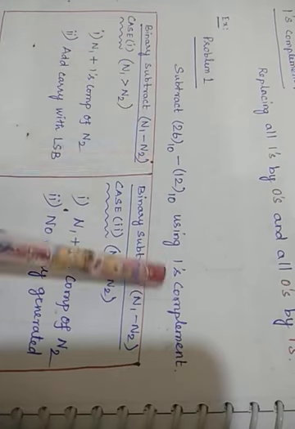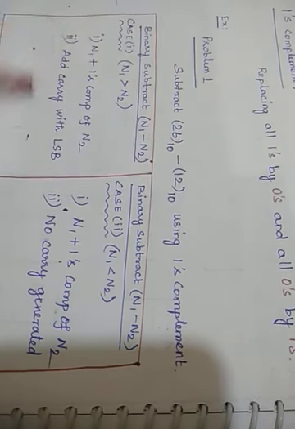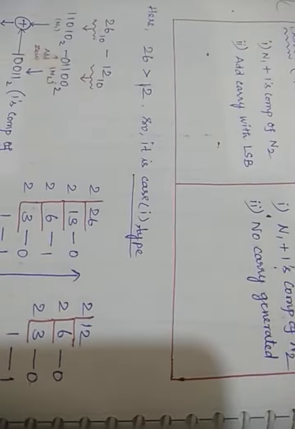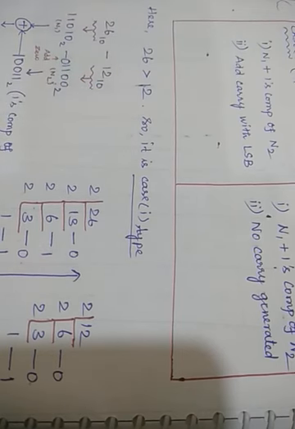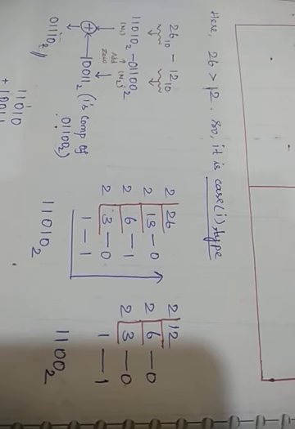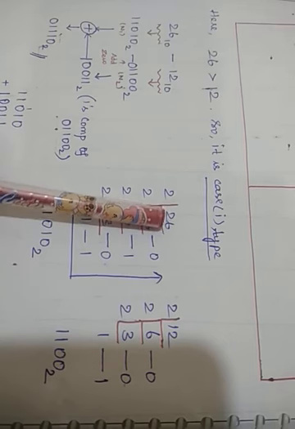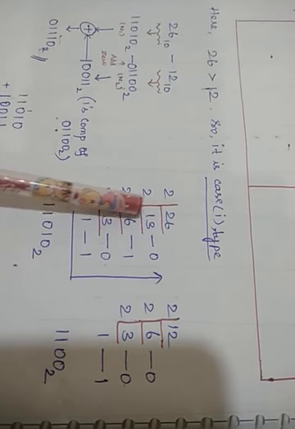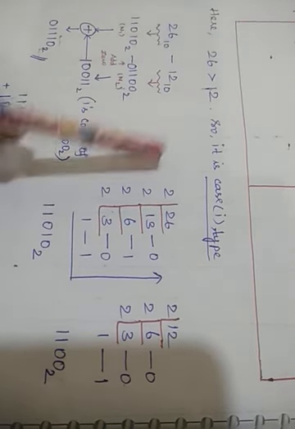According to this, in the given problem, which case is matching? The first case is matching, because 26 is greater than 12. So this is a case 1 type. So first, we have to convert the decimal numbers into binary form. See, 26 is given, a decimal number. First we need to convert it into binary form. How do we convert decimal to binary?